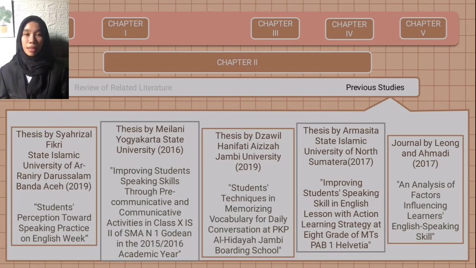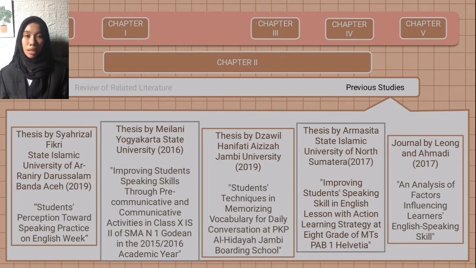In previous studies, first, a thesis by Syed Rizal Fikri at Islamic University of Ar-Raniry Banda Aceh 2019 with the title Student Perception Toward Speaking Practice on English Week. Second, a thesis by Melanie, Yogyakarta State University 2016, with the title Improving Student Speaking Skill Through Pre-Communicative and Communicative Activities in Class 10 IS2 SMA 1 Godean in 2015-2016 academic year.